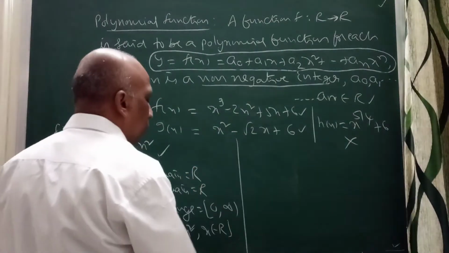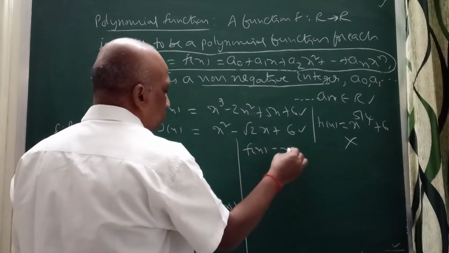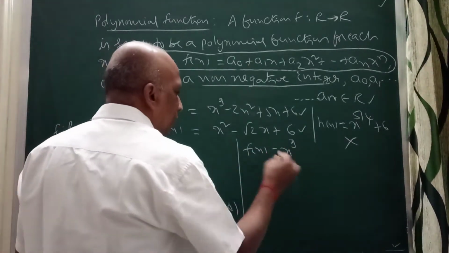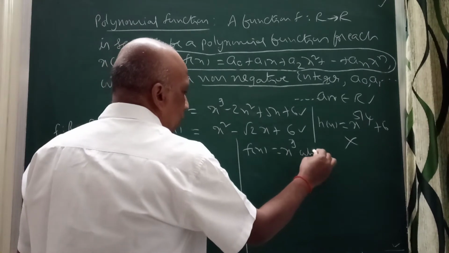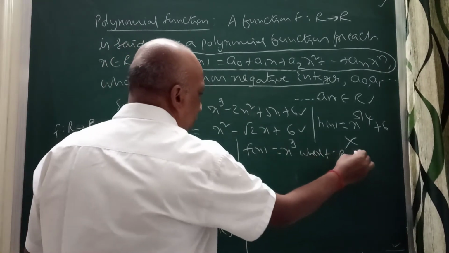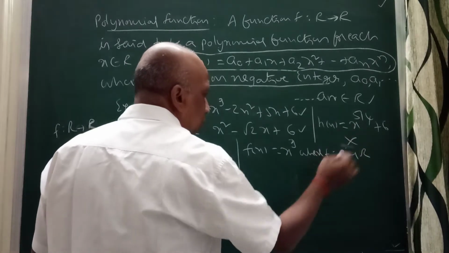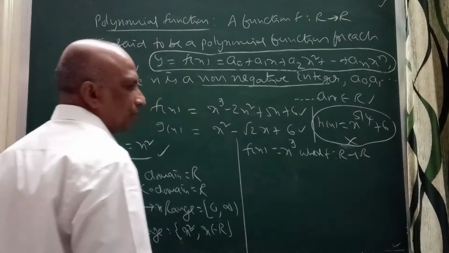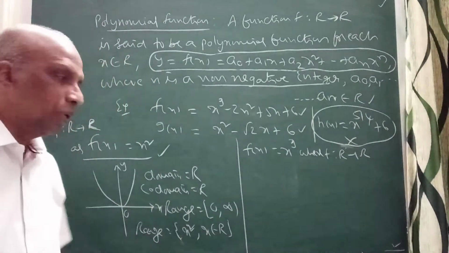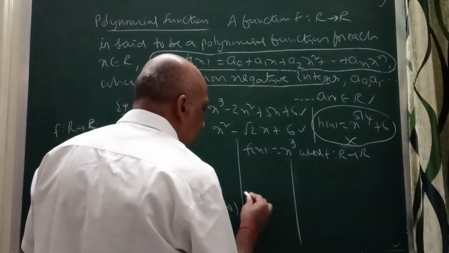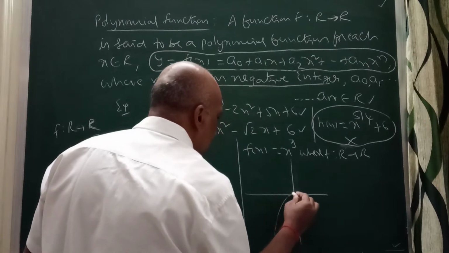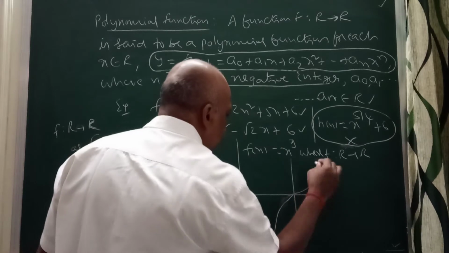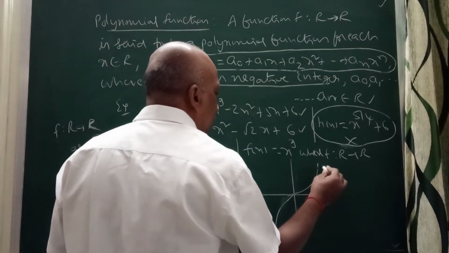For example, you think about f of x equal to x cube. Define again f from R to R only. F of x equal to x cube, where they defined f from R to R. Because here I told this one is not polynomial function. F from R to R, f of x cube. Then you can think about this one, the graph. It will come like this. So this is f of x equal to x cube.